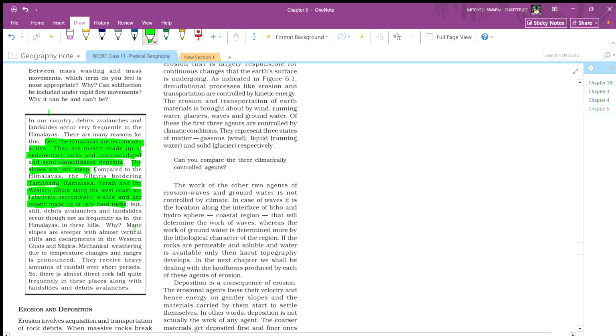Why? Many of the slopes are steeper, almost vertical cliffs and escarpments of the Western Ghats and Nilgiris. Mechanical weathering due to temperature change and range is pronounced. They receive a heavy amount of rainfall over a short period. So there is almost direct rock fall frequently in these places, along with landslides and debris avalanches.